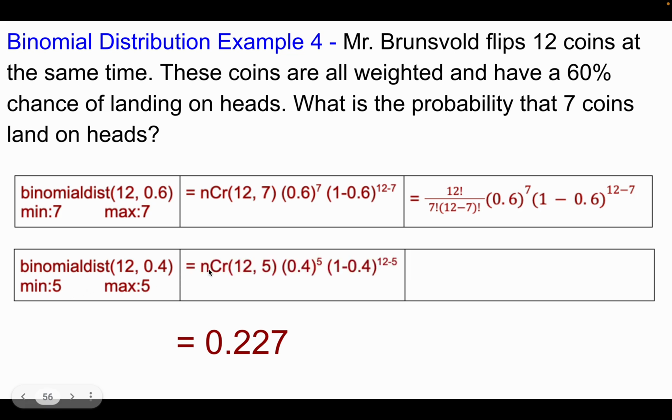And so you can see I can write this out using the combinations formula, right? So 12 trials, 5 successes. Probability of flipping tails is 0.4. So I'm raising that to the 5th power because I want to flip 5 tails. 1 minus 0.4. That's 0.6. That's your probability of flipping heads to the 12 minus 5, or 7th power. And we can also do this with factorials. You could type any one of these 6 formulas into Desmos, and they would all give you the same answer, 0.227.